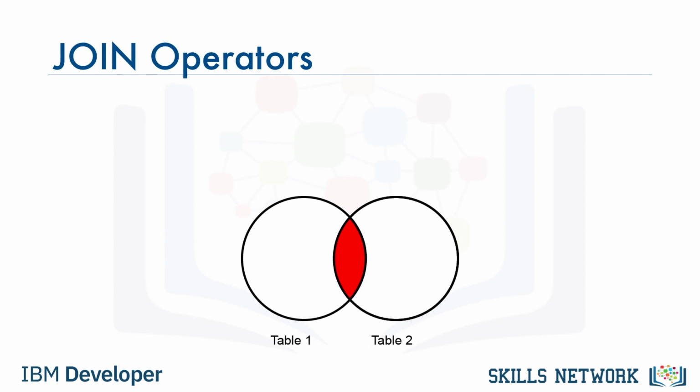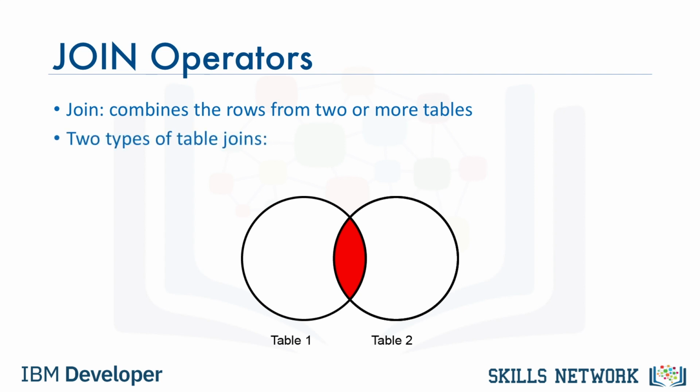A simple select statement retrieves data from one or more columns from a single table. The next level of complexity is retrieving data from two or more tables. This is referred to as joining tables. A join combines the rows from two or more tables based on a relationship between certain columns in these tables.